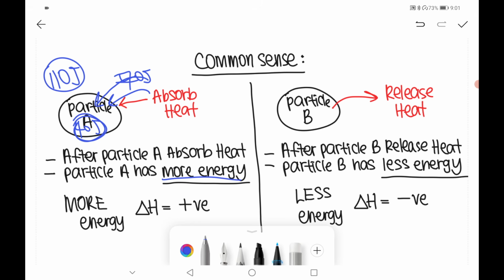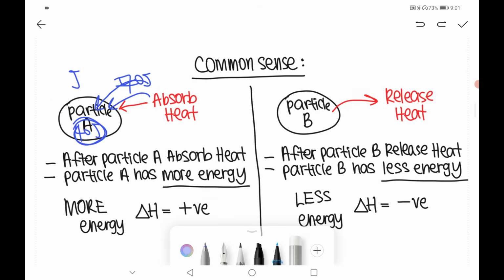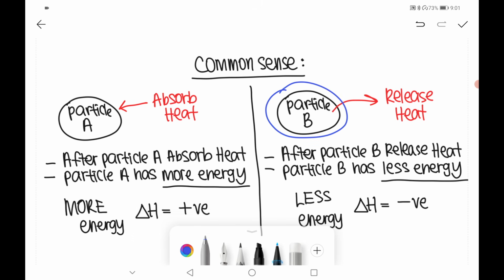If particle A has more energy, how do we show more? More is positive. So when the delta H is positive, it means more energy, and more energy means the particle absorbs. That's how we use common sense. Next, same thing: if we have a particle B, the particle B releases energy.